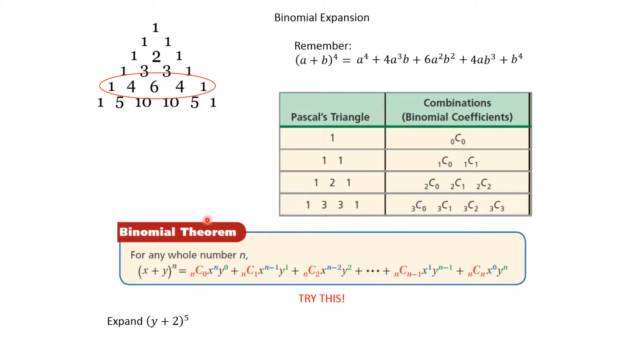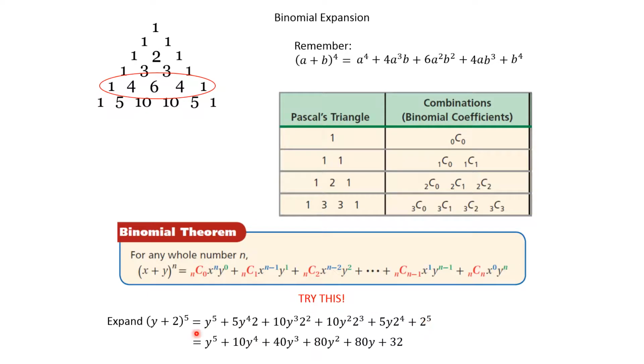So when we expand it, we're going to start out with y to the 5th, then y to the 4th, cubed, squared, 1y, and then there's no y's. 2 to the 5th, 4th, cubed, squared, 1, 2, no 2's. And then we can simplify. 5 times 2 is 10, 2 squared is 4, times 10 is 40, 2 cubed is 8, times 10 is 80, 2 to the 4th is 16, times 5 is 80, and 2 to the 5th is 32. And just write down, and there we go.